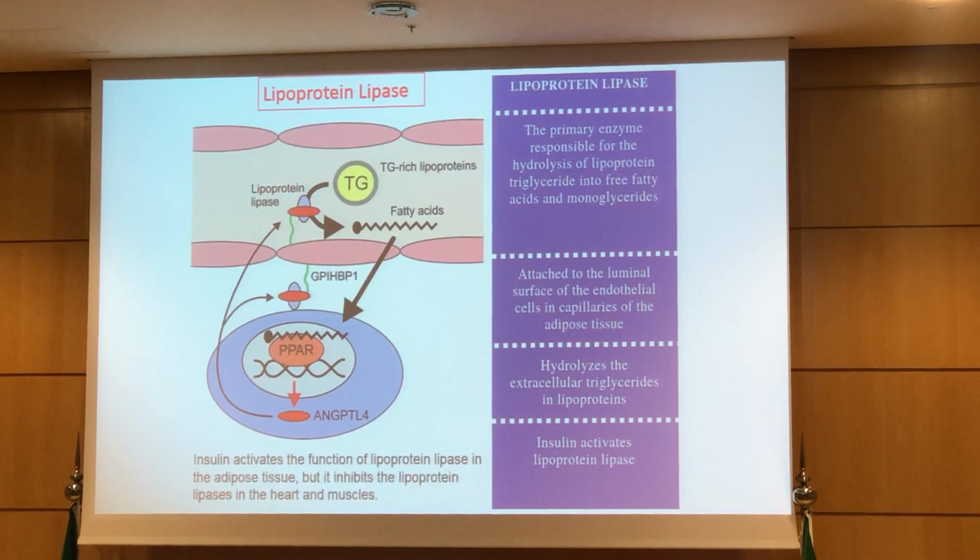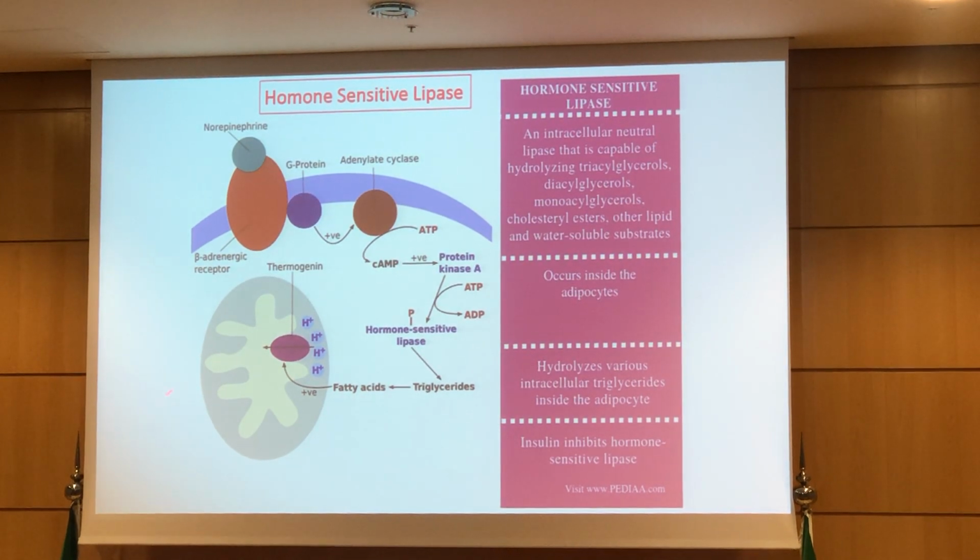That is why insulin stimulates this guy to allow the fatty acids and the glycerol to go in, whereas insulin will inhibit this guy because you cannot be pushing out and pushing in at the same time. So insulin inhibits this guy. How? By removing the phosphate.